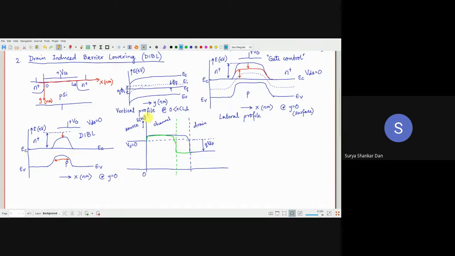Then it will start decreasing like this. And finally, if you come even closer, okay. So irrespective of the VDS, if you notice QVDS remains the same. In these band diagrams, whatever I have drawn, the VDS is equal to 0 itself in both the cases. So it is independent of the VDS.